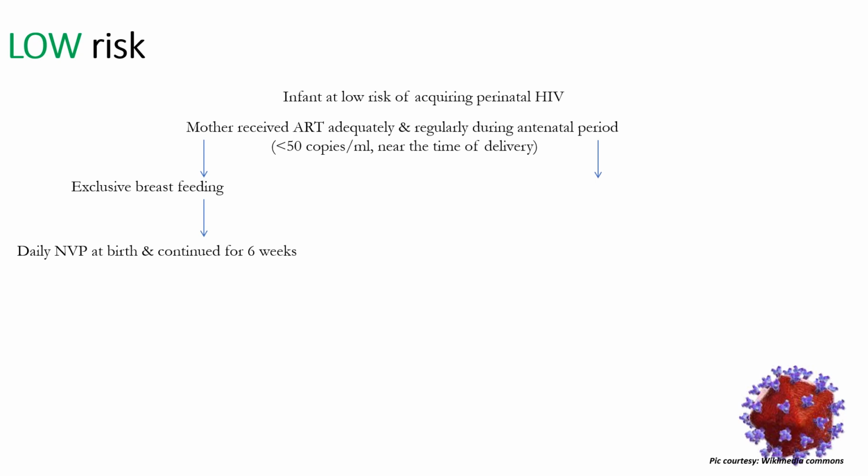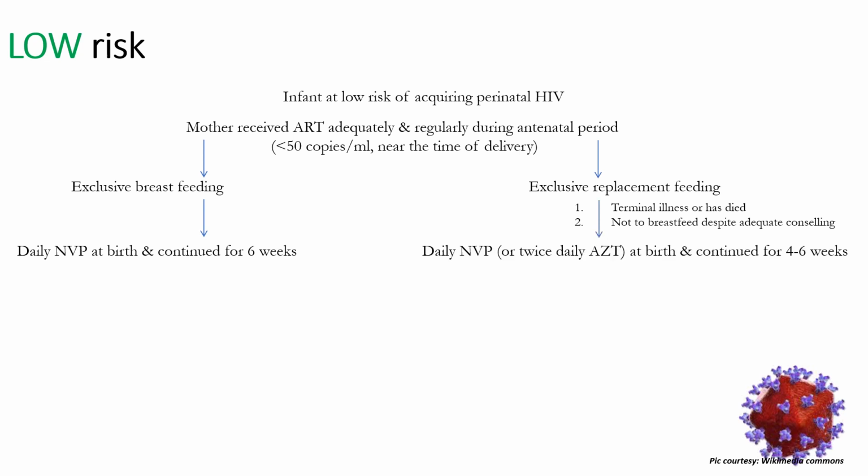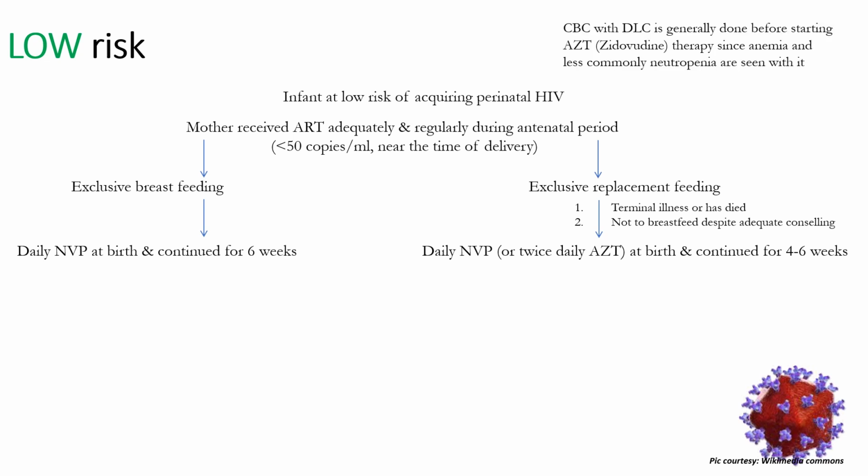In case the infant is being exclusively fed with replacement feeding, for example, this is seen in patients whose mothers have terminal illness or have died due to some reason, or those who are not breastfeeding their babies despite adequate counseling, in these patients daily nevirapine or twice daily azidothymidine, commonly known as zidovudine, is given at birth and continued for 4 to 6 weeks. When we start zidovudine therapy, we need to monitor CBC with differential leukocyte count, since anemia and, less commonly, neutropenia is seen associated with it.